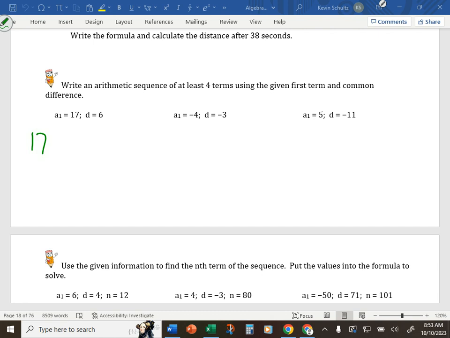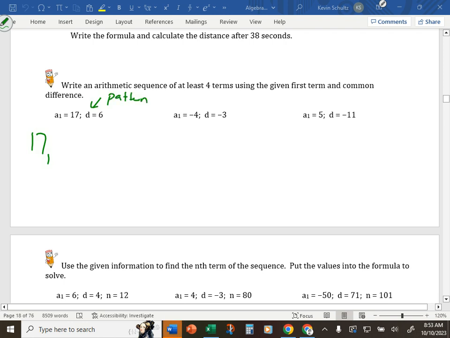And then if our common difference is 6, what number would come next? Remember what common difference means? This is the pattern. This is what's happening between each term. So if we're starting at 17 with a pattern of positive 6, 17 plus 6, 23 would come next. How do we get 23?